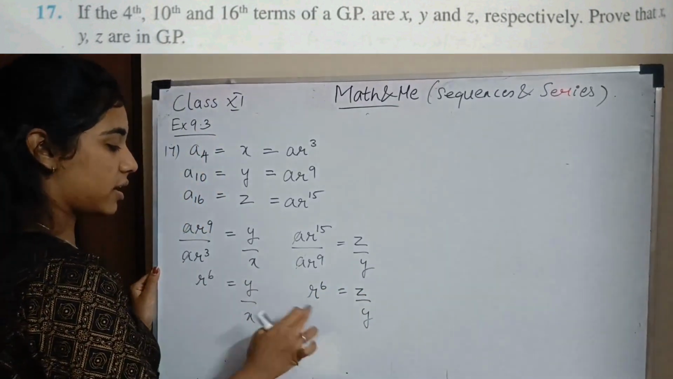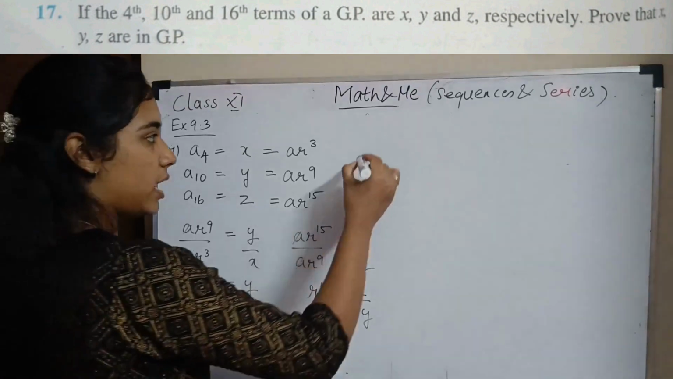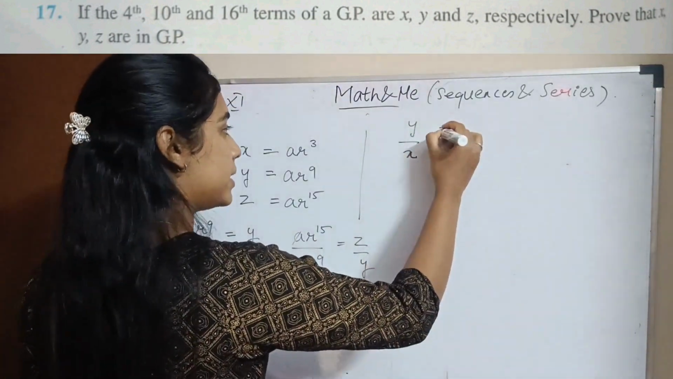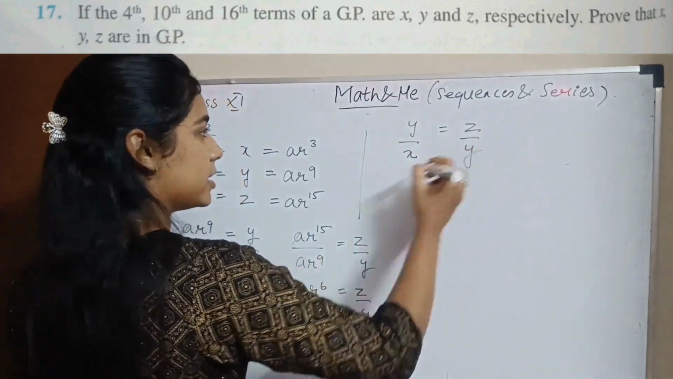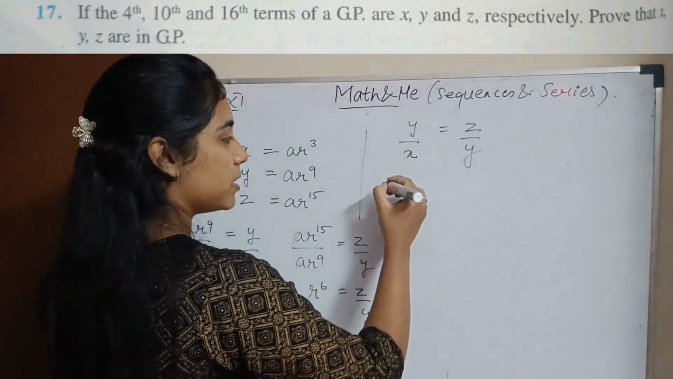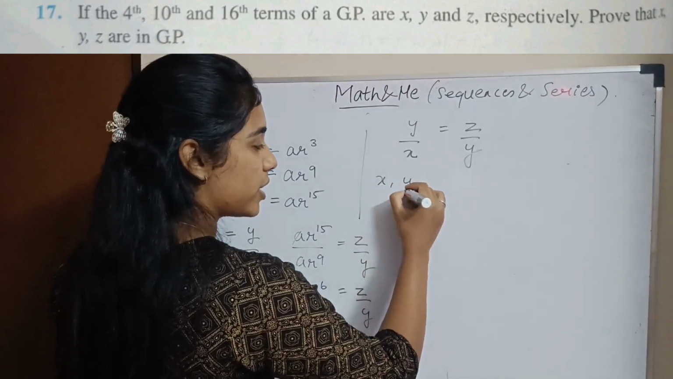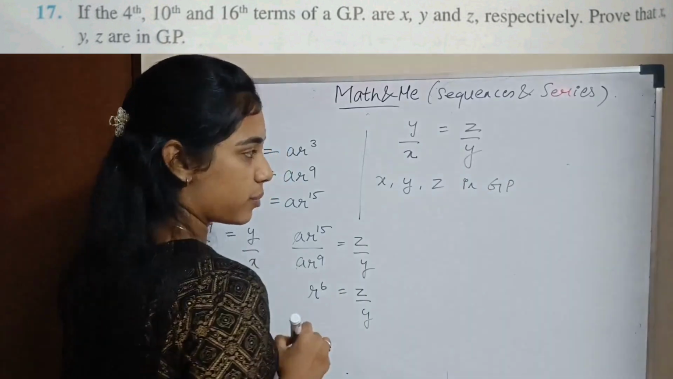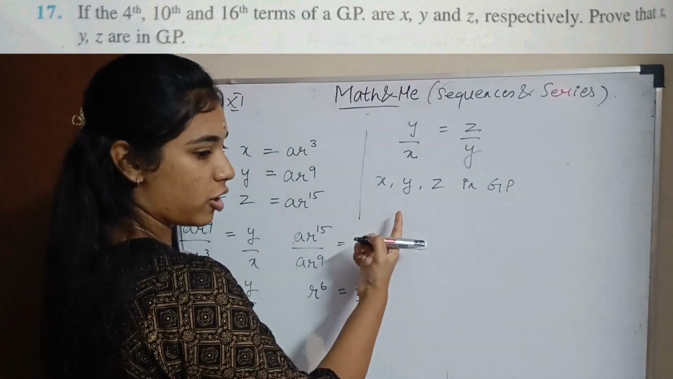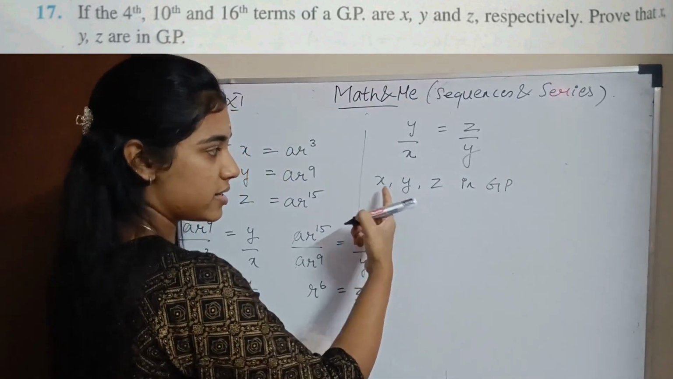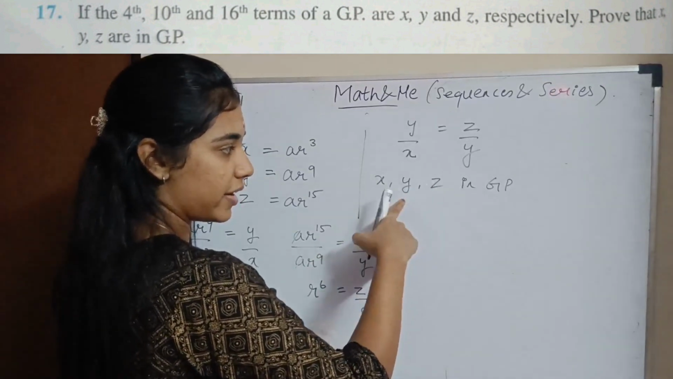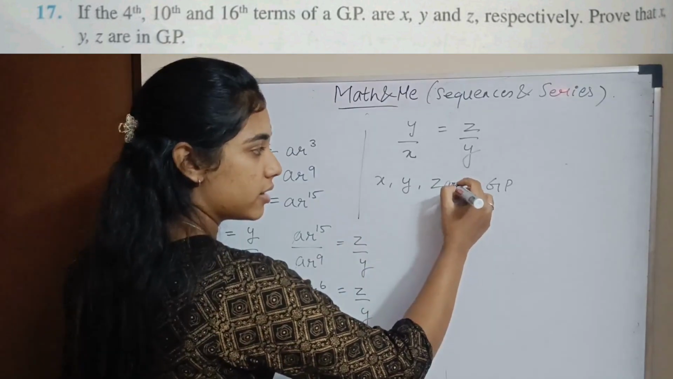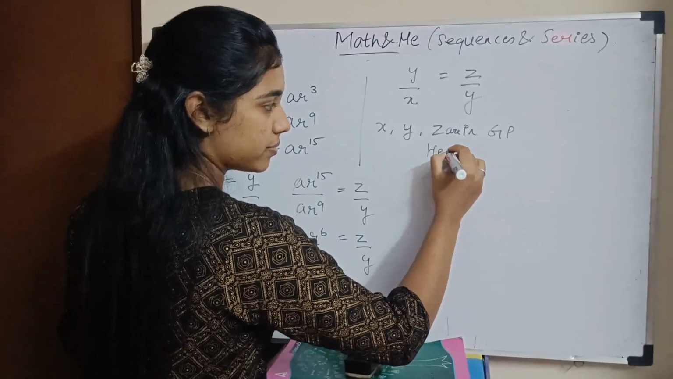Since the LHS are equal, I can equate my RHS. So equating my RHS, I have y divided by x equals z divided by y. When you say x, y, z are in GP, how can you say that? When you have x, y and z in a geometric progression, you say that their common ratios are equal, which is y divided by x equals z divided by y. That's what you have here. So x, y, z are in GP, hence proved.